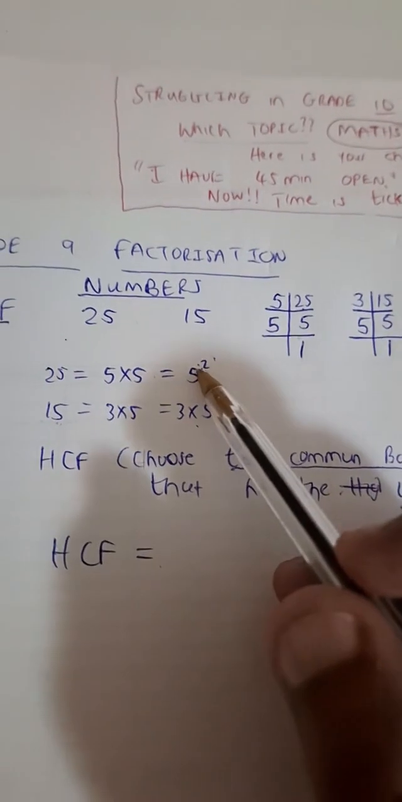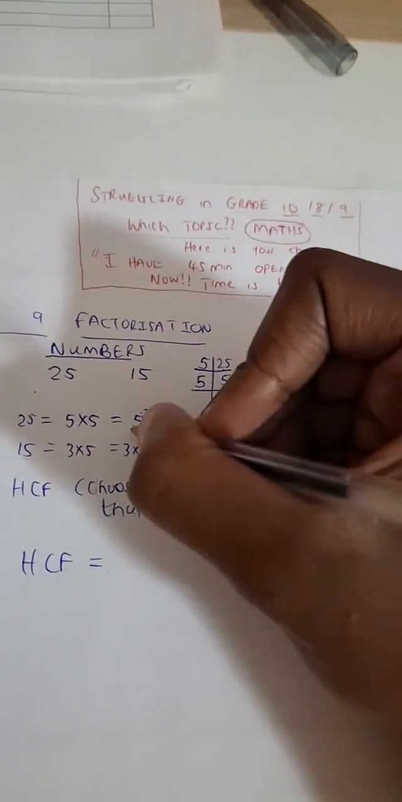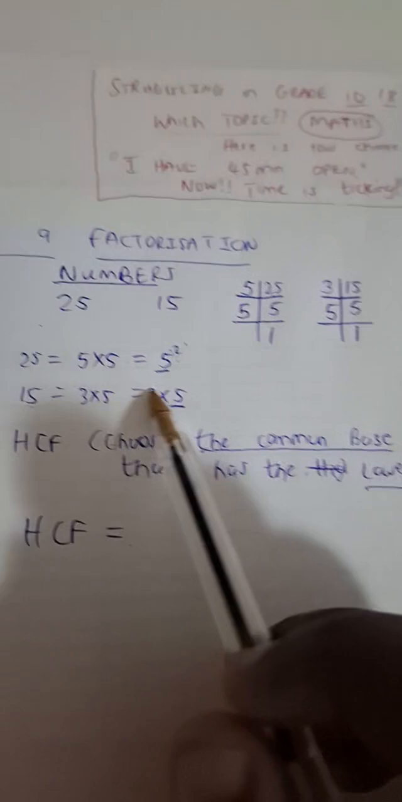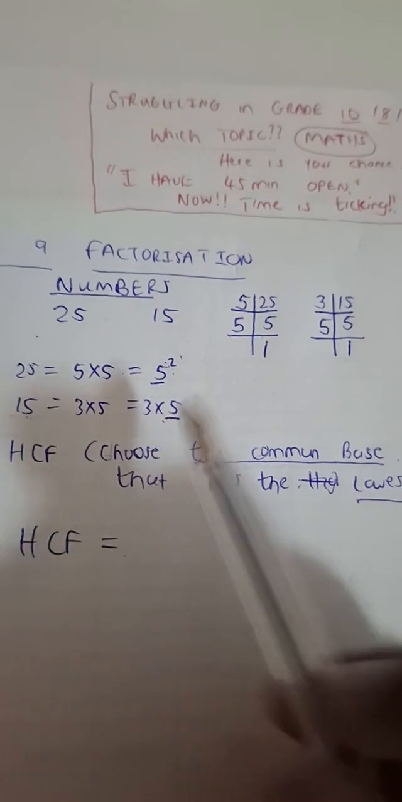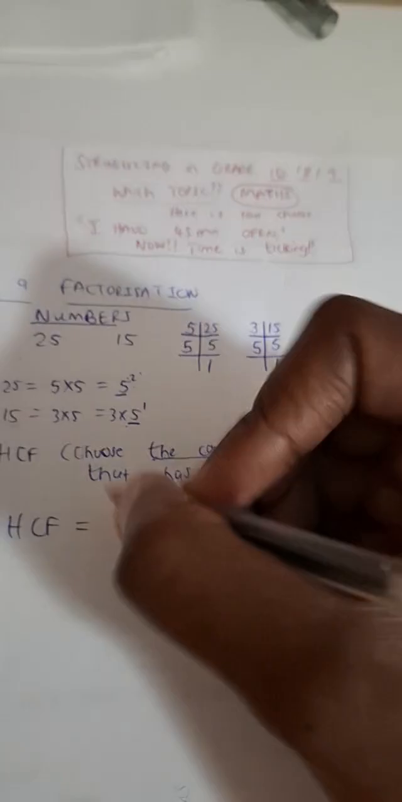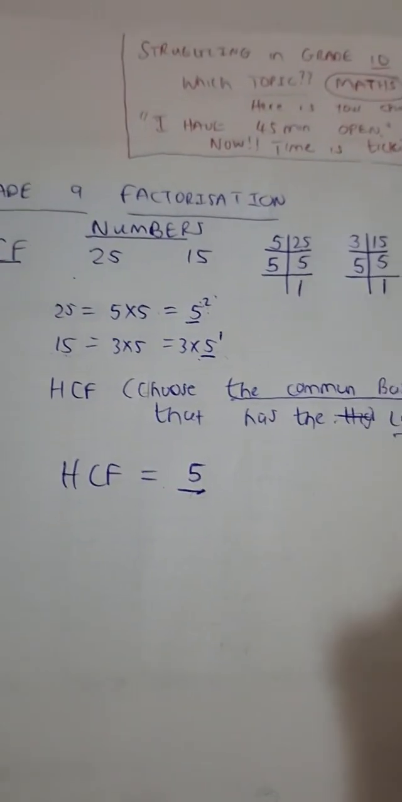But if we look at 5 squared and 5, obviously this 5 and this 5 are common bases. So we are going to choose the common base that has the lowest exponent. So between 5 squared and 5, which base has the lowest exponent? It's obviously 5 to the power 1. So then that means our highest common factor is going to be the number 5.